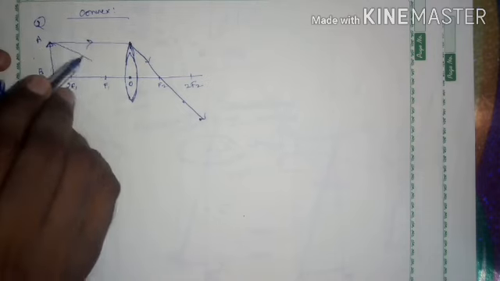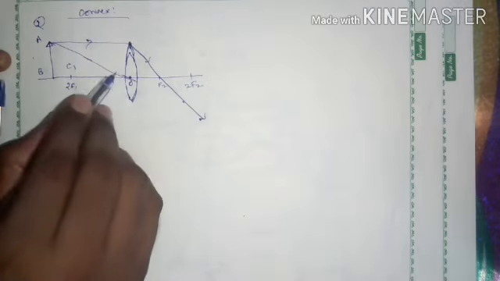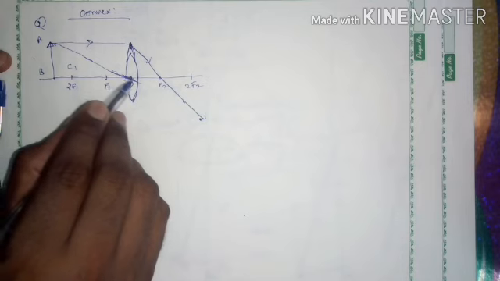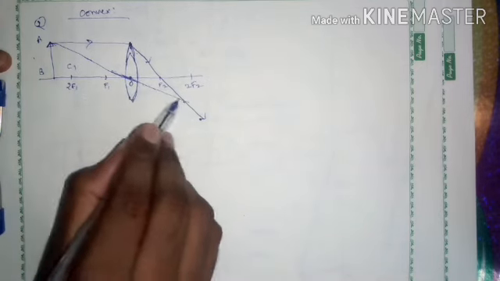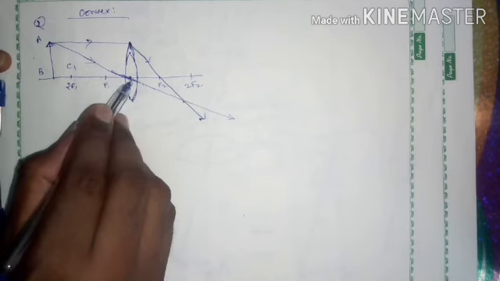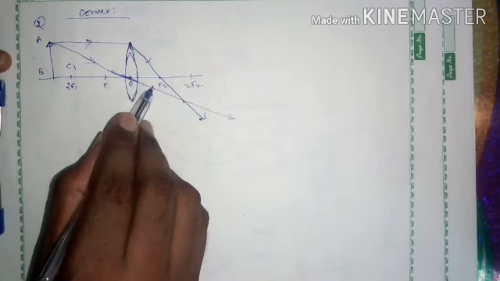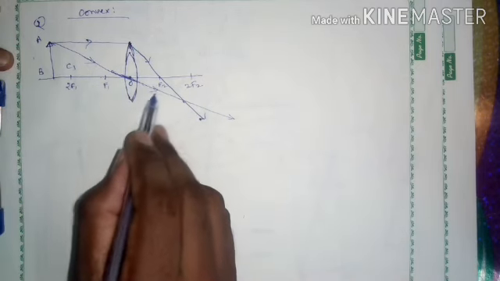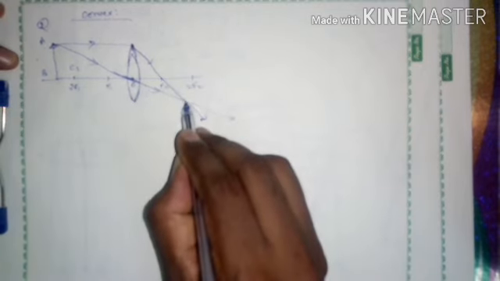So the ray passes through the optical center. Without deviation, it will emerge out. So you extend the same ray like this. This is the incident ray passing through the optical center. Without deviation, it will emerge out. So both the two refracted rays, the emerged rays, meet at this point.